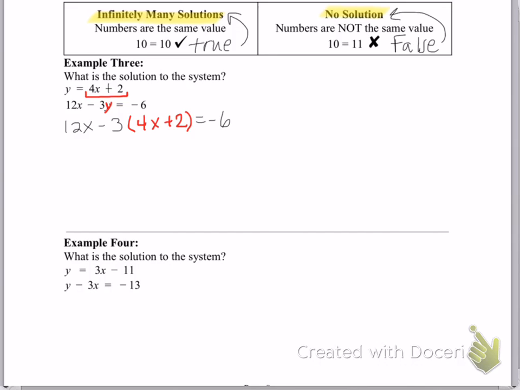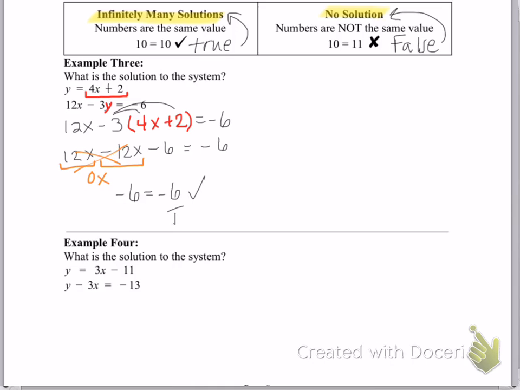Well, let's go ahead and distribute that negative 3 through. So we'll have 12x minus 12x minus 6 equals negative 6. Well, let's go ahead and combine our like terms. So we've got our 12x here, and we got a negative 12x. Well, when we do that, these just cancel out. You get a 0x, which we know we don't have to write. So left over, we've got negative 6 equals negative 6.